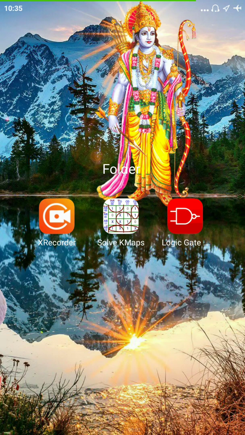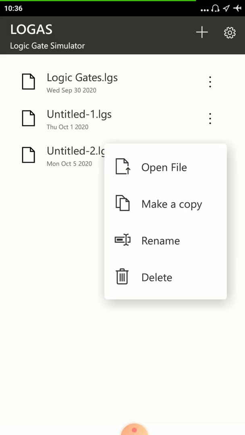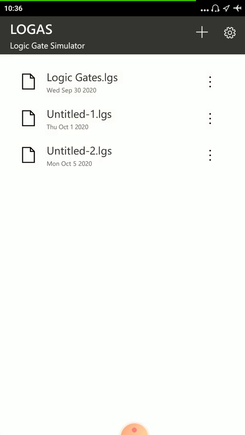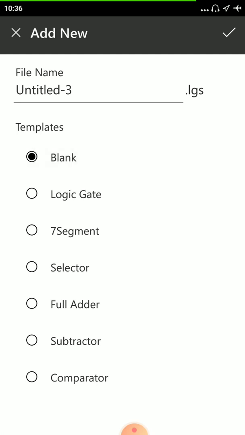Hi students, today we will implement half adder and full adder circuits. So just open your logic gate simulator and add a blank file.